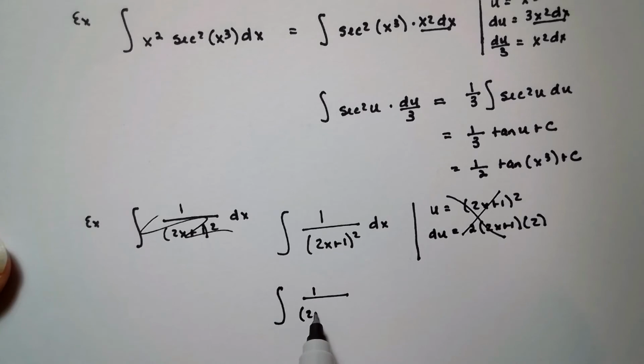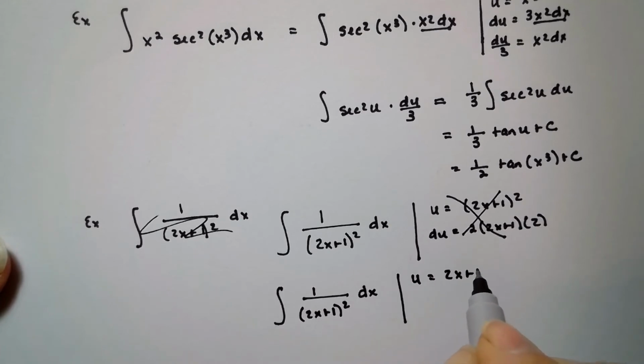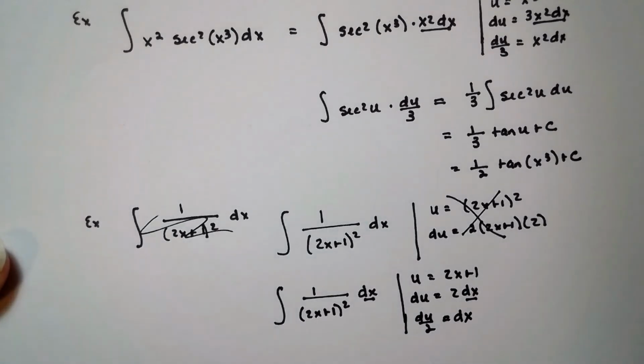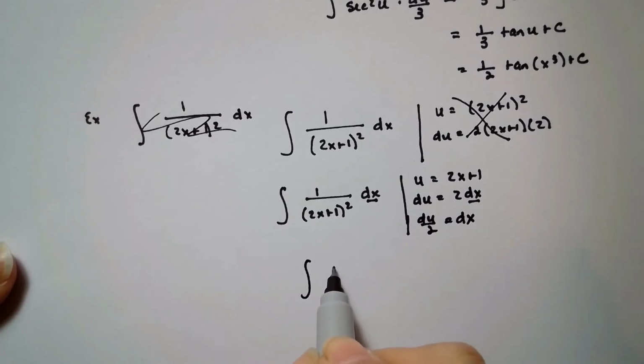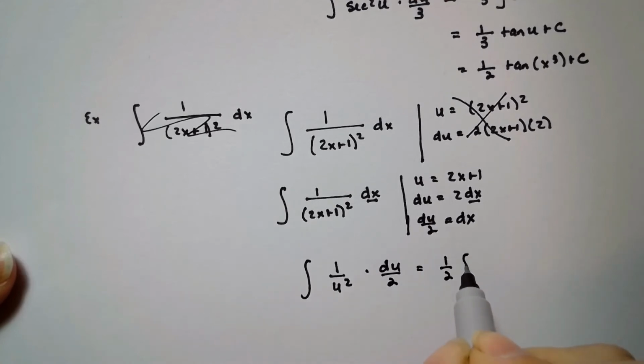We're going to let the inner part, what's inside of the parentheses, be u. So du is 2 dx. Well, I've got a dx here and a dx here. Here I've got a 2, here I don't, so what do we do? We divide by 2. Now I've got this integral as 1 over u squared times du over 2. I can pull out the 1/2, and I'm going to write 1 over u squared du.